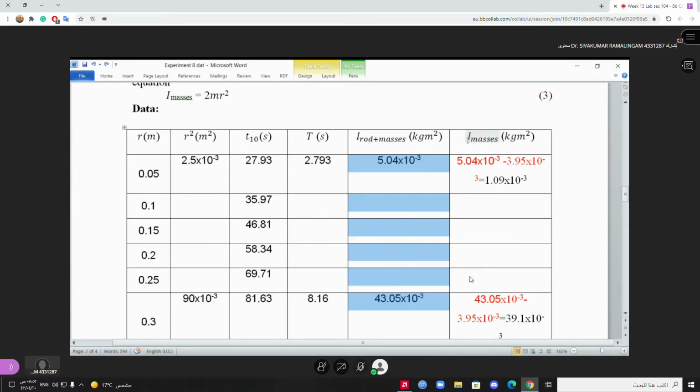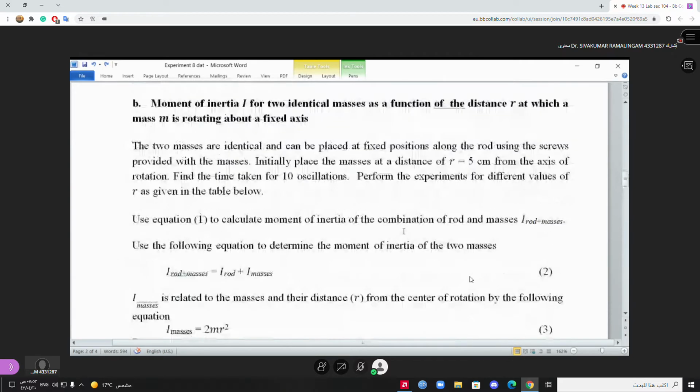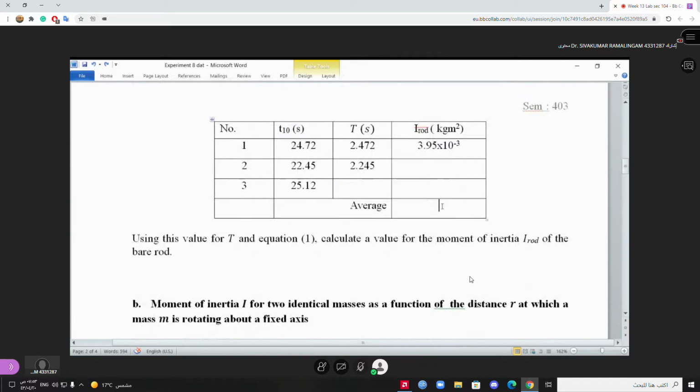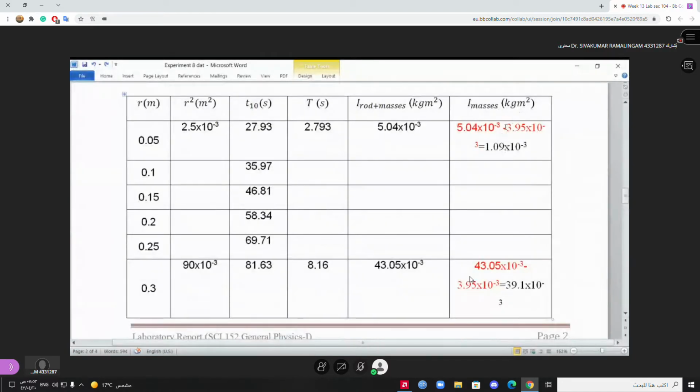Now I want to find the I masses only. How to get it? I masses is equal to I rod plus mass minus I rod. That means this value, see, take 5.04 into 10 to the power of minus 3. Suppose you take this average value, whatever average value you are getting here, just write that value here.